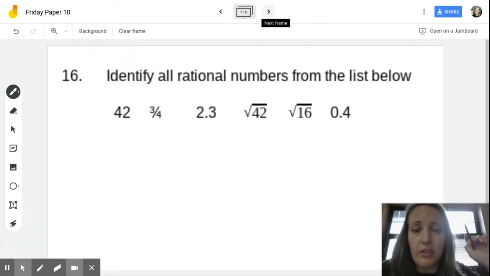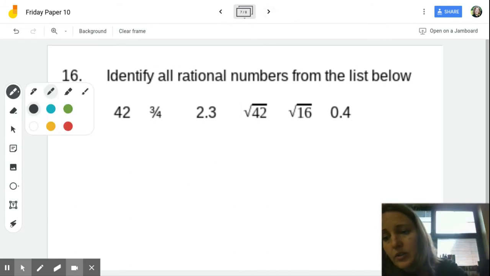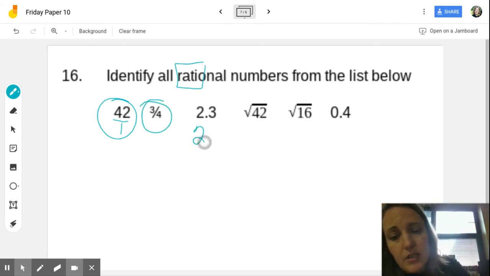Identify all rational numbers from the list below. This is number 16. All right, so if it's rational, remember it is a ratio. It can be written as a fraction. 42 over 1 is definitely a fraction, right? So that is rational. 3/4 is already a ratio. This is the same as 2 and 3/10. That's a fraction. Okay.